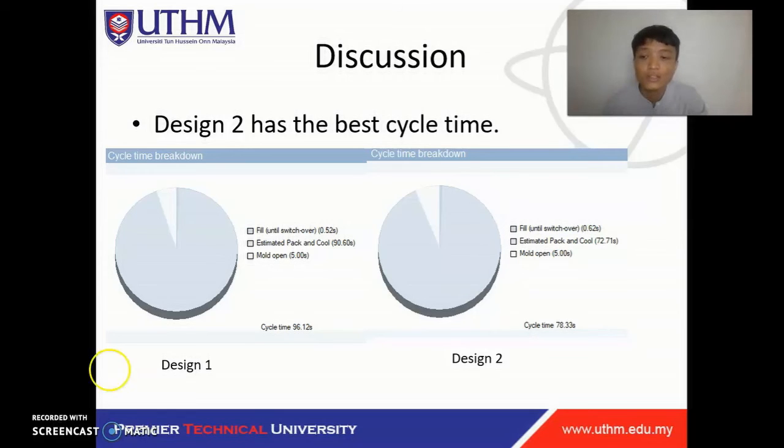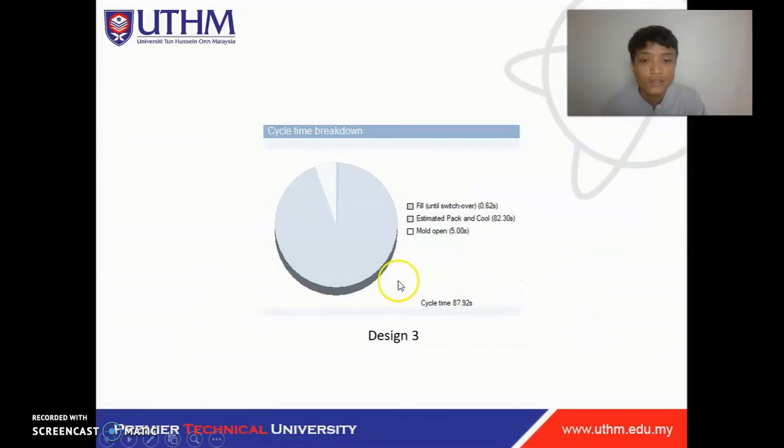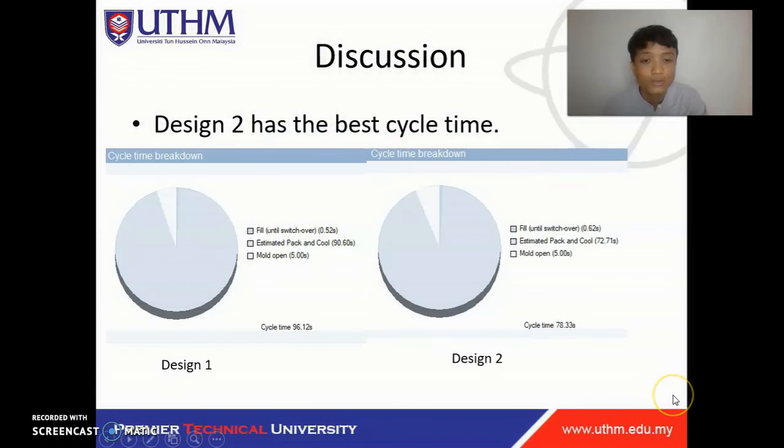As shown in the picture, we can see that design 1 has a 96.12 second cycle time, design 2 has a 78.33 second cycle time, and for design 3, we have an 87.92 second cycle time. For the cycle time, the shorter it is, the better the result. So in this case, we take the design 2 cycle time, which is 78.33 seconds, as the best type of mold.